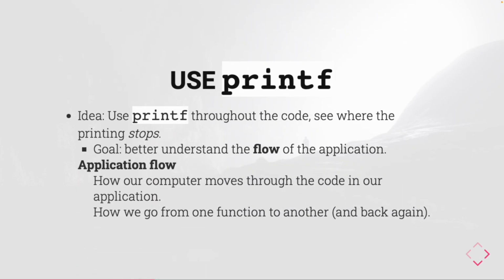So flow is how the computer moves through the code and how we go from one function to another. We'll see an example of looking at flow later, but if you've ever gotten an exception in a more robust language and gotten a stack trace, seeing which functions called which at the time of the crash, that's flow.